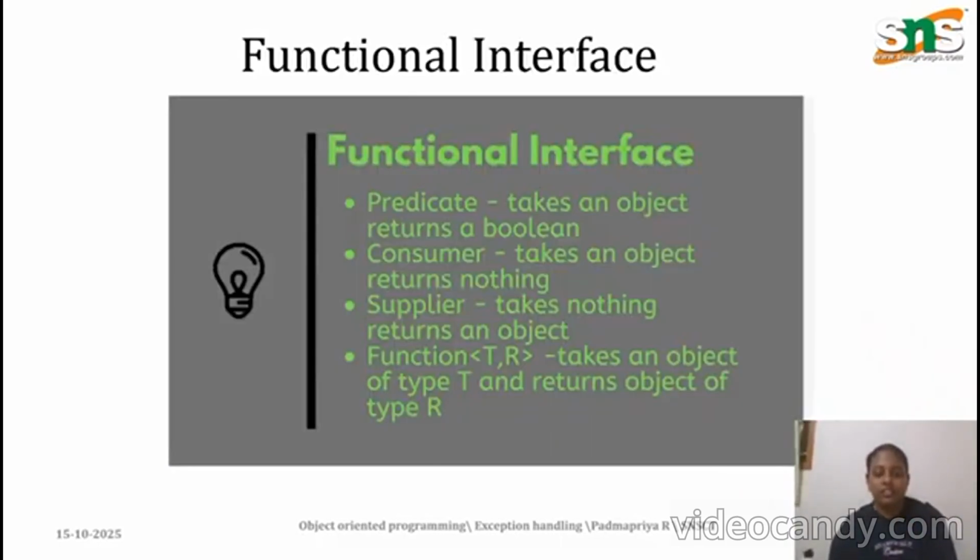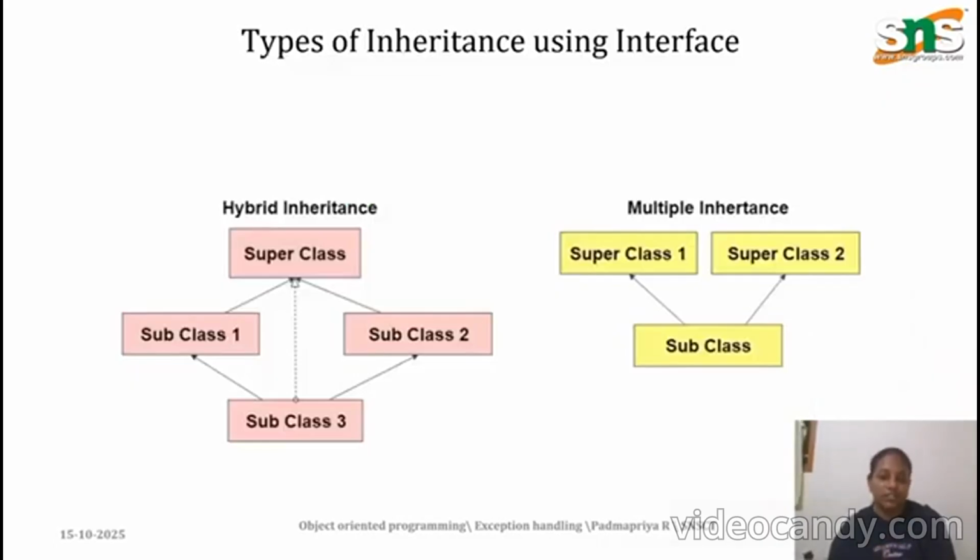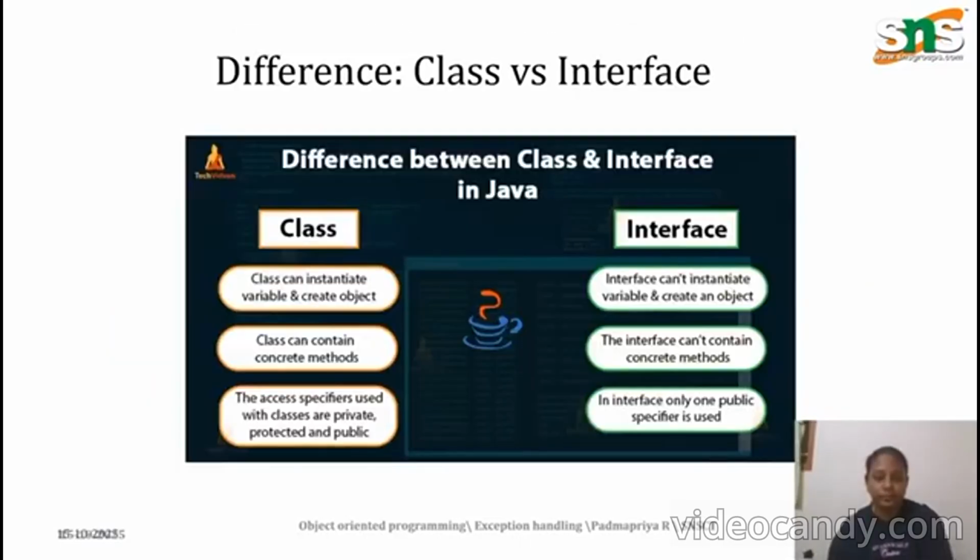This is the functional interface, and the types of interface inheritance. Here is a superclass with two subclasses. It's a hybrid inheritance, and subclass one and subclass two are both combined to give a single subclass. For that, we are using an interface.